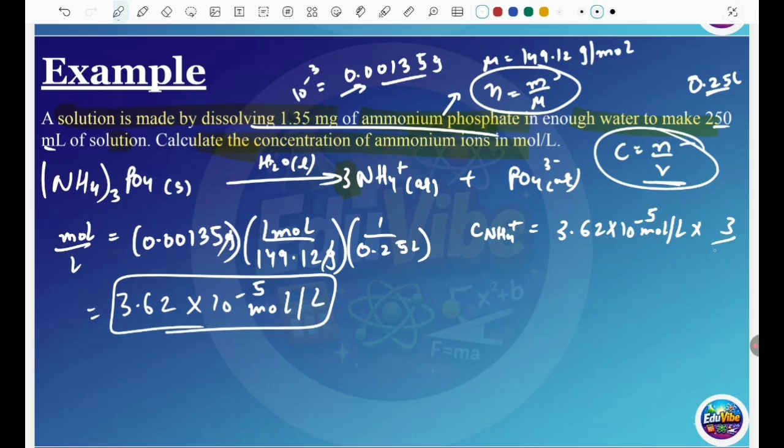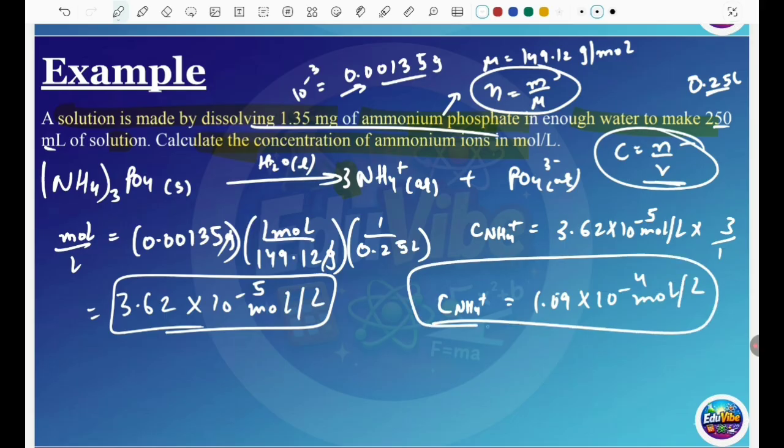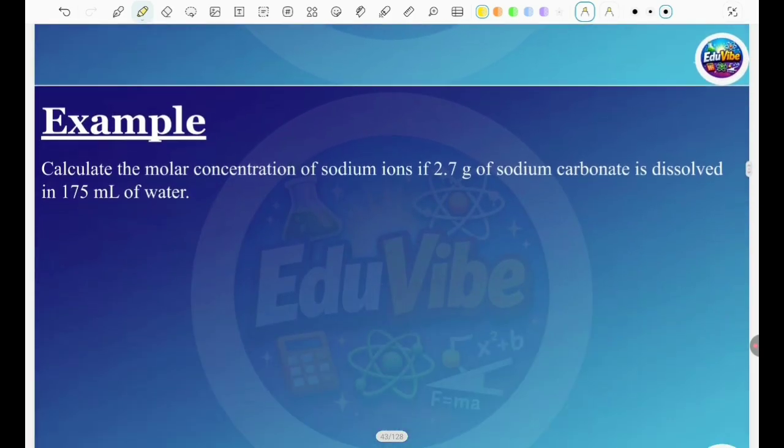Concentration required upon given, so 3 divided by 1. You will get about 1.09 into 10 raised to the power minus 4 moles per liter. So that's the answer for this. The main thing is to find the concentration, which is in moles per liter, with the unit analysis, or you can find it with these two formulas. It's an easy thing. Last question we have.